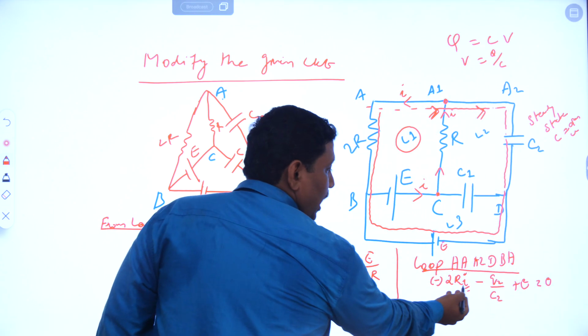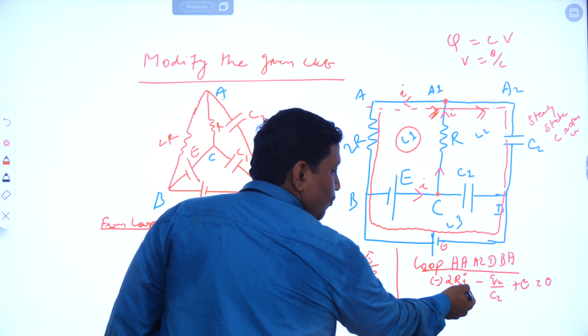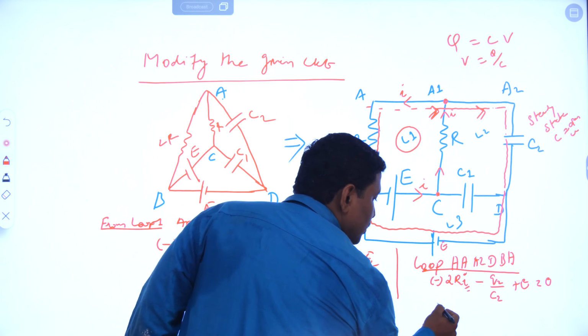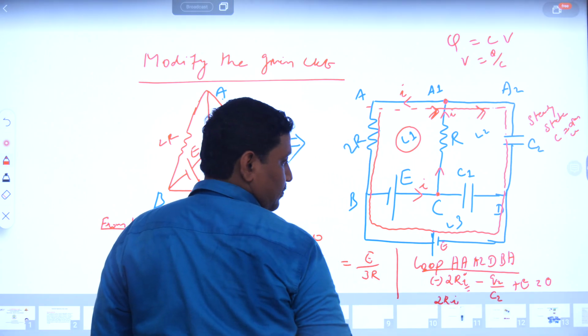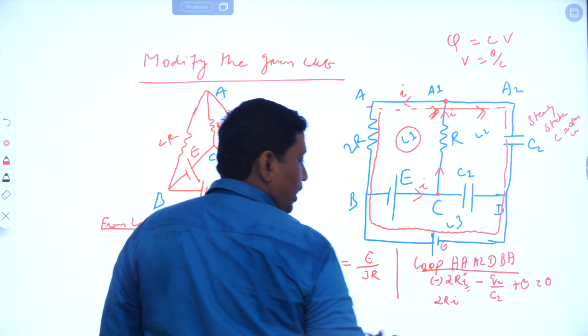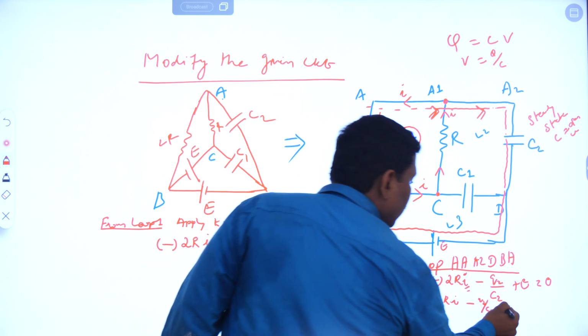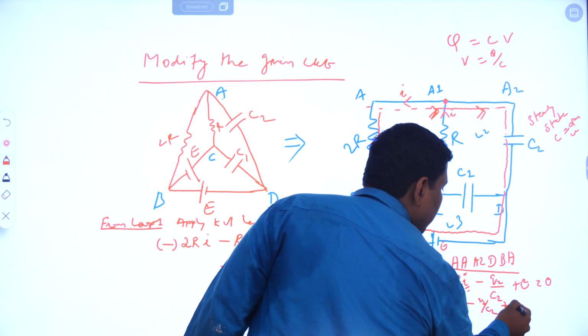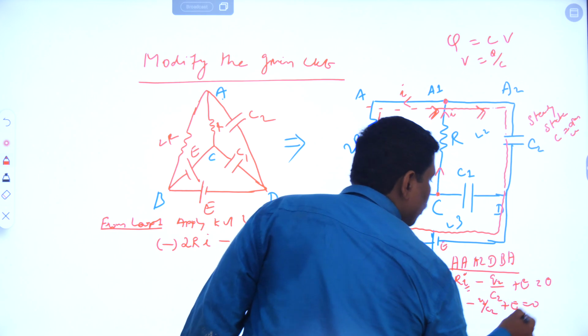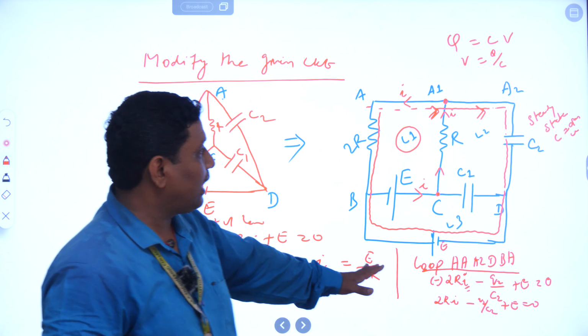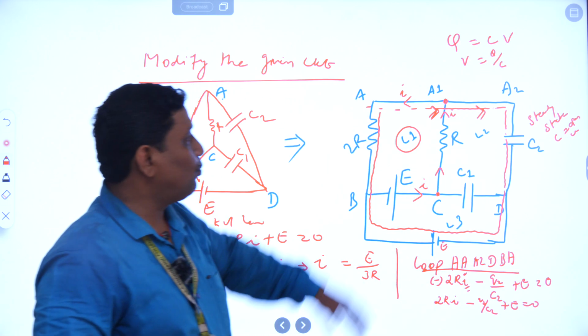So what happened? The I direction is opposite to the loop flow direction. So this is also minus, right? So minus into minus plus. So this is 2Ri plus 2Ri. Okay, this is plus 2Ri minus Q2 divided by C2, plus E equal to 0. So this is the second loop equation, and I can consider this is the loop flow.